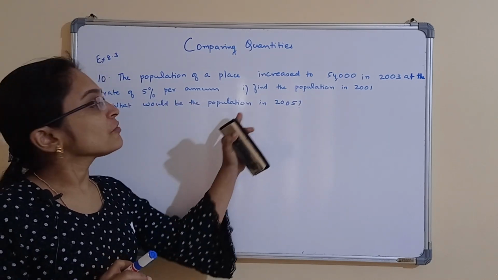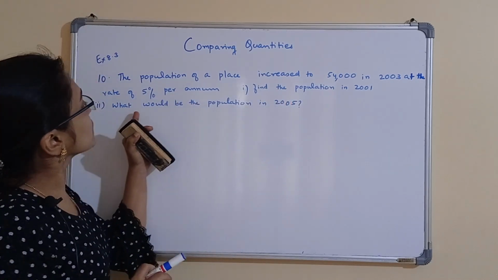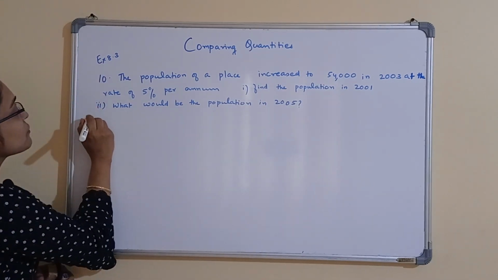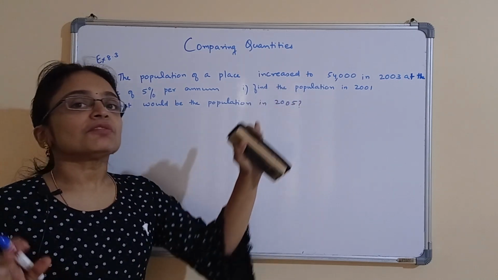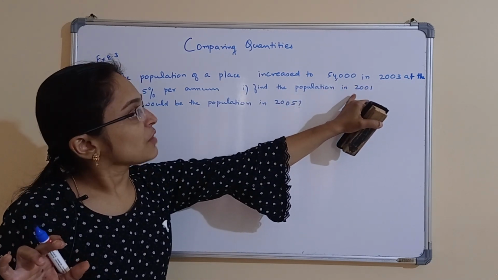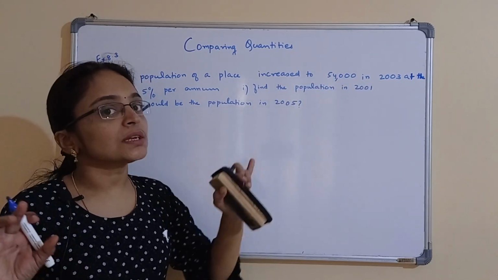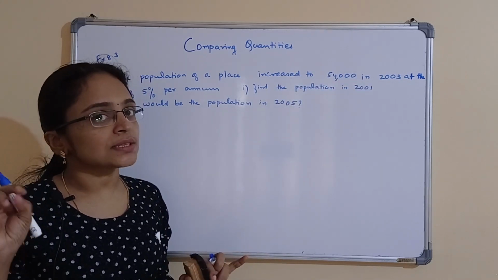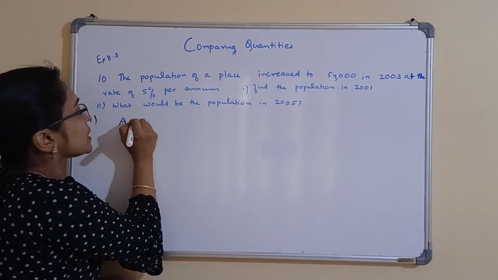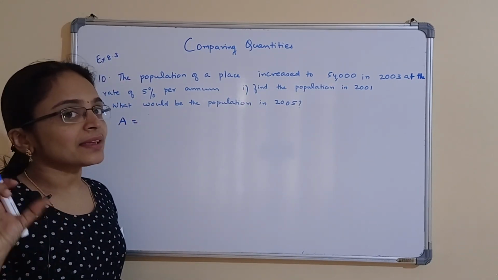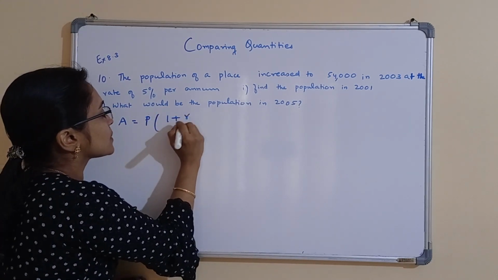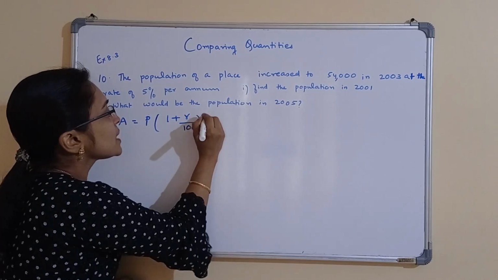5% per annum. Find the population in 2001 and what would be the population in 2005. So we'll solve the first question. We'll find the population in 2001, and population in 2001 became 54,000 in 2003. That is, in 2 years it became 54,000. Now we can apply the formula for amount in the case of compound interest.